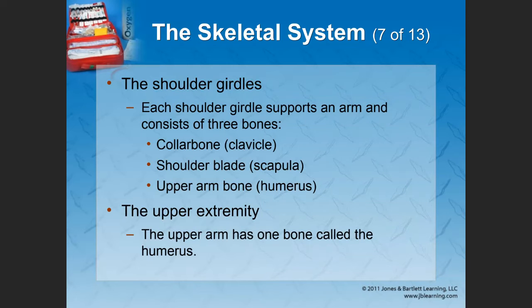Now, the shoulder girdles. Each shoulder girdle supports an arm and consists of 3 bones. So remember, this shoulder girdle is the attachment for the upper extremities. It consists of 3 bones: the collarbone, which is the clavicle, the shoulder blade, which is the scapula, and the upper arm bone, which is the humerus, or sometimes referred to as the funny bone. The upper arm has 1 bone called the humerus.